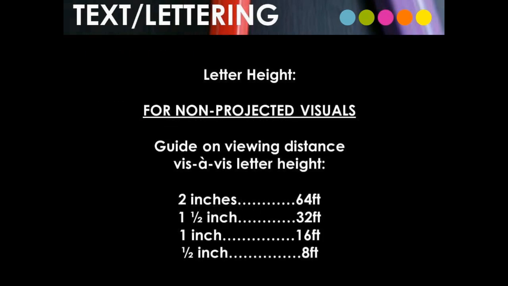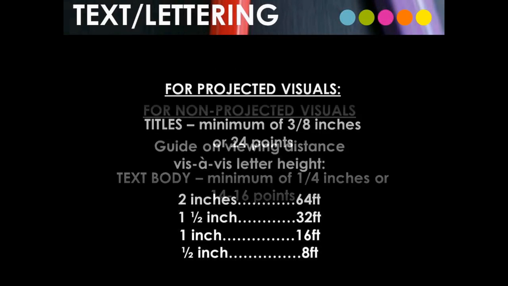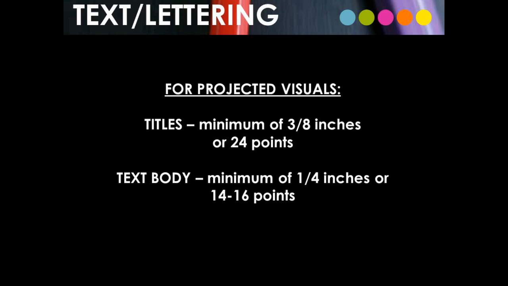In terms of letter height, for non-projected visuals, we can use this table as our guide. Notice the minimum recommended size of letter, which depends on how far or how near we're going to look at the letters. For projected visuals, use at least 3/8 inch or 24 points for titles. Meanwhile, we can use at least 1/4 inch high or 14 to 16 points for subtitle, caption, or label.